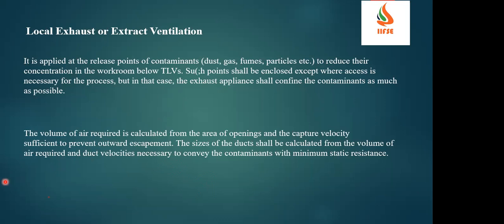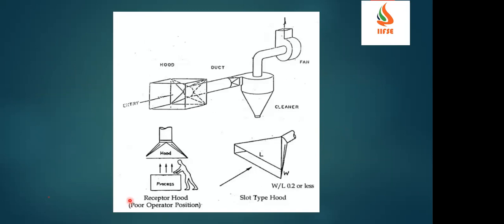And also the size of the duct shall be calculated from the volume of air required. And also the duct velocity is necessary to convey the contaminants with a minimum static resistance. So whenever you are designing these exhaust systems, you should calculate the volume of air, or the exhaust size, to suck from the specific respective location. Yes, as I mentioned, this is a process area where the emissions or contaminants are generated. The hood is directly above the work area so that it will suck the air, then it is connected to the dust collectors.